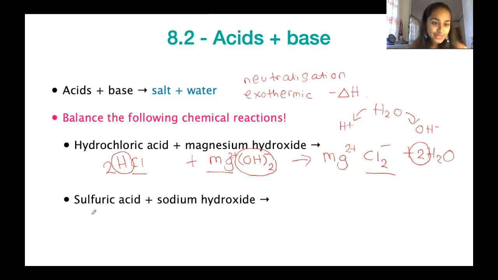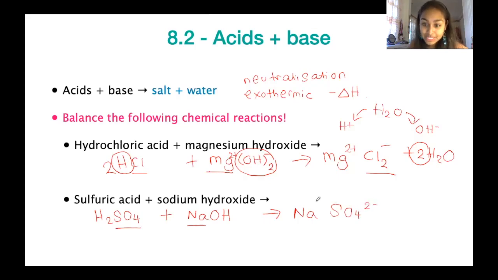Let's look at this one then. So sulfuric acid, which is H2SO4, plus sodium hydroxide, which is NaOH. So again, we're going to make our salt, which is going to be metal and non-metal, NaSO4. It's not quite balanced because Na is plus, SO4 is 2 minus. So we're going to add a 2 to our Na to balance that out. I'm going to add my H2O over here. Since I've got 2 sodiums over here, I'm going to need 2 sodium hydroxides over there, just to make sure I've got the same number of sodiums on both sides.